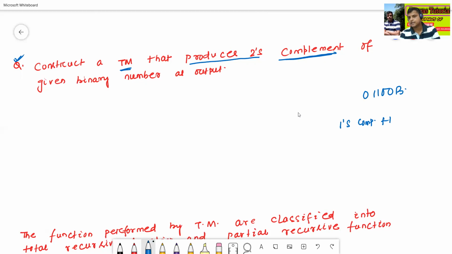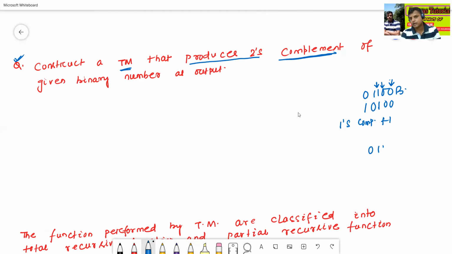Just read from the right side. When you get 0, just write 0. When you get 0, just write 0. When the Turing machine gets the first 1, it will just write 1. After reading the first 1, write 1 as 0 and 0 as 1. This is the method.